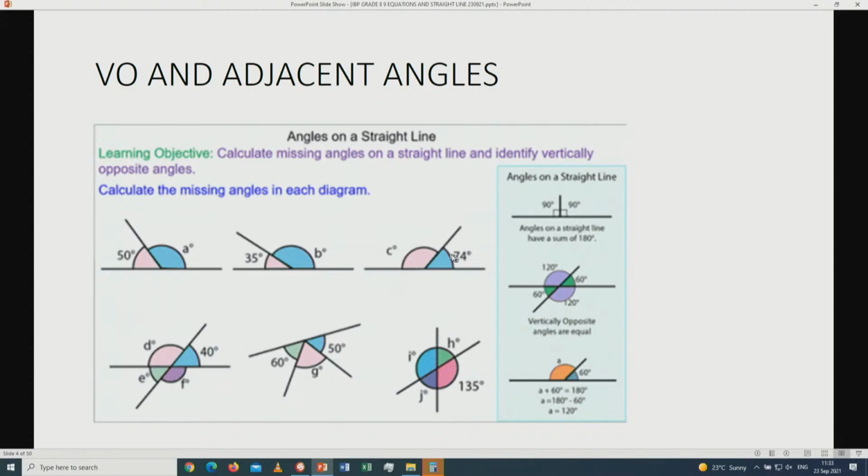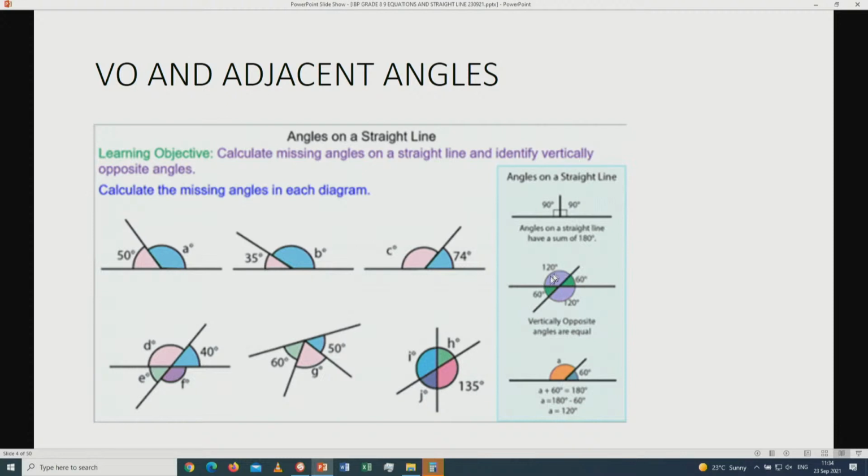Same thing here. Adjacent angles, angles next to each other. But we say adjacent mathematically. And are they on a straight line? Yes. Therefore, if on a straight line, what is the total? 180. It's also given here. Angles on a straight line. Here we've got 90 on 90. They are on a straight line. Therefore, if this is 50, for example, A, for you to get 180, you need 130. For you to get 180, you need 145.